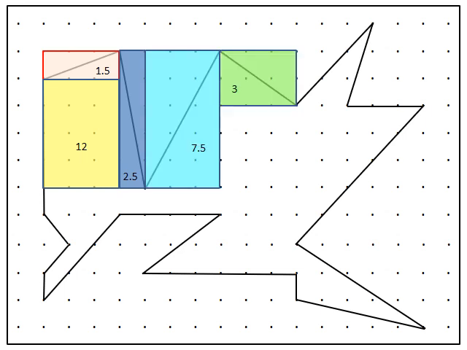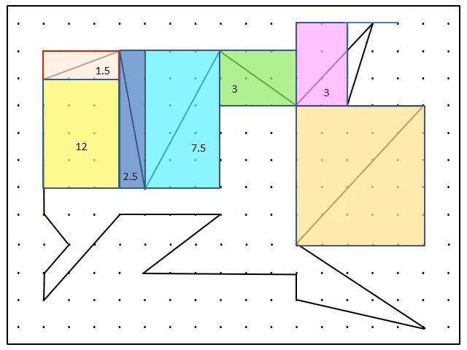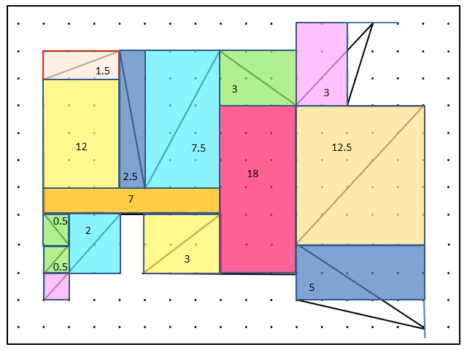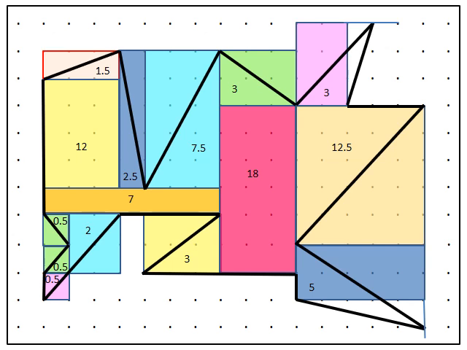This is 3, and then here is an obtuse angle triangle. So the area of that is 3. Area of this triangle is 12.5. Another obtuse angle triangle. Area is 5. This rectangle area is 18. 3, 7, 2, and then 3 smaller triangles of half square units.